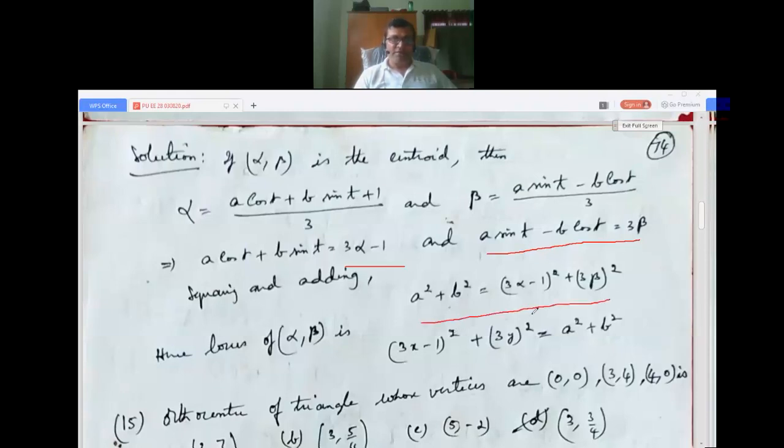So squaring and adding, because sin squared theta plus cos squared theta is 1, using that formula we get this. Hence the locus of (alpha, beta), you know how to write the locus, since (alpha, beta) is the moving point.